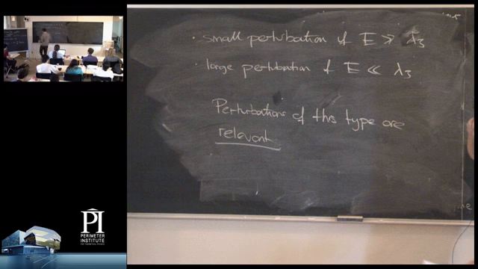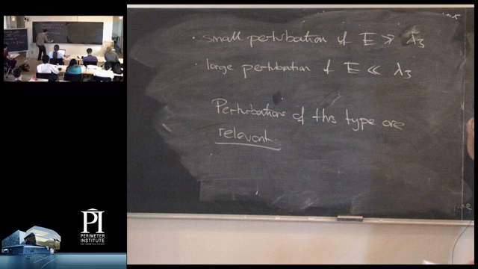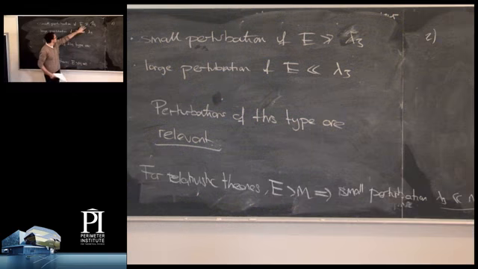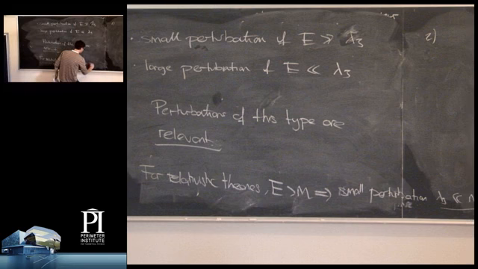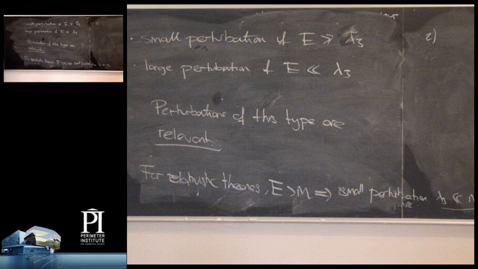Oh, by the way, I should just say, for relativistic theories, the energy involved is always bounded by the mass. So we can guarantee that this is a small perturbation just by choosing lambda 3 to be much smaller than the mass scale. Okay. So that's going to be important for what we do.